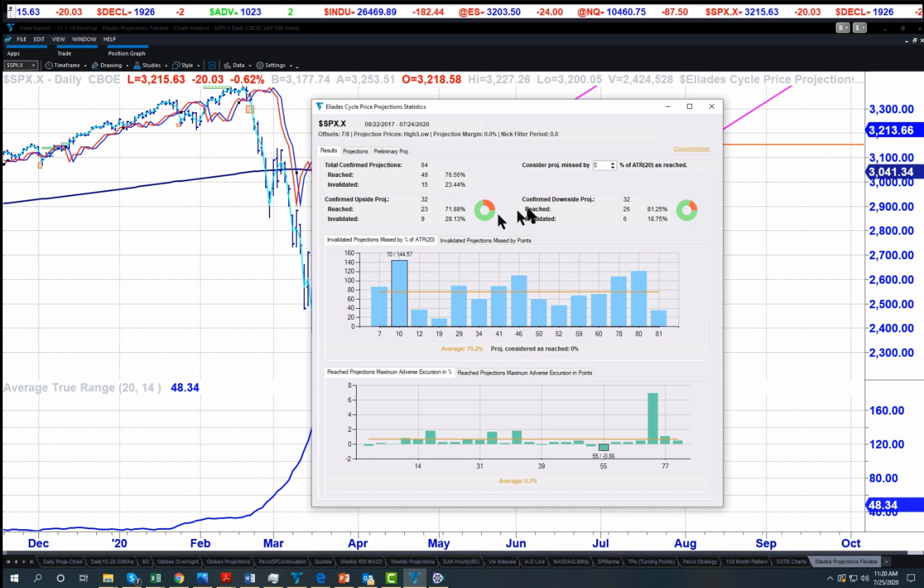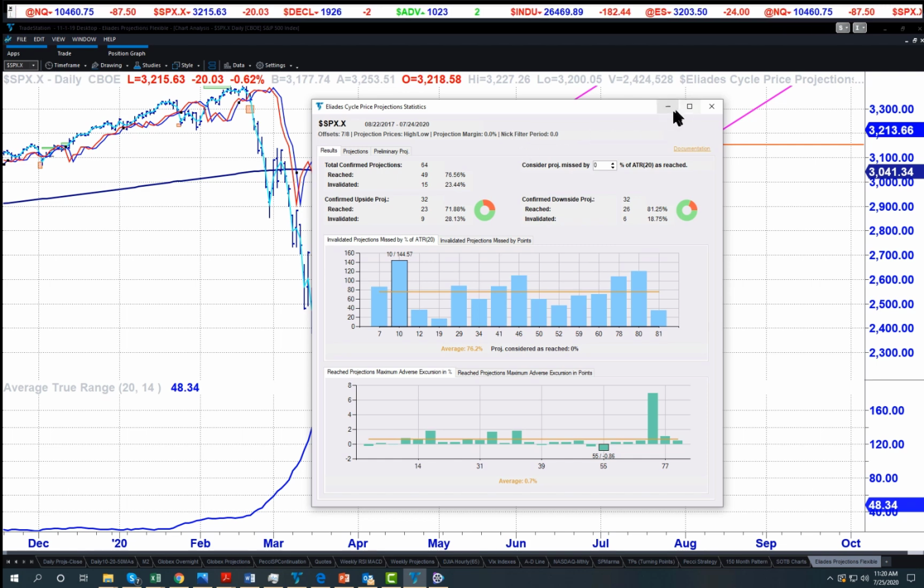And down below that shows you the upside projections and the downsides. So you'll notice that of 64 projections, there were 32 up and 32 down. The upsides were reached 72% of the time. That's pretty good. The downsides were reached 81% of the time. That's very, very good. Okay? So that's what the first few lines of our offset show here. What I'm going to show you now is how the Nick filter affects these things.